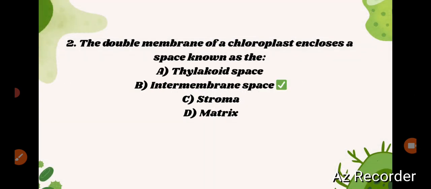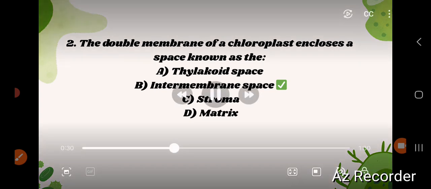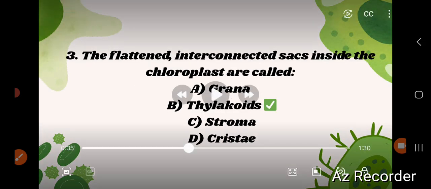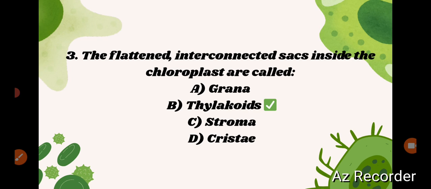the double membrane of a chloroplast encloses a space known as the intermembrane space. That is, the chloroplast envelope has two membranes, separated by a narrow intermembrane space. And next question: the flattened interconnected sacs inside the chloroplast are called what? Grana or thylakoids? Yes, thylakoids. Thylakoids are the flattened sacs that form the internal membrane system of the chloroplast.